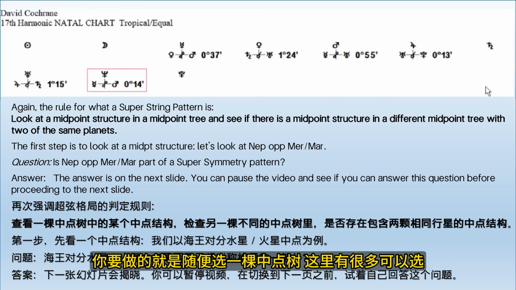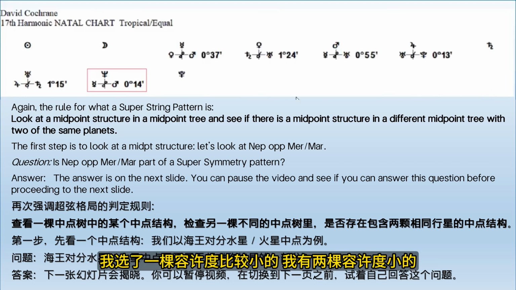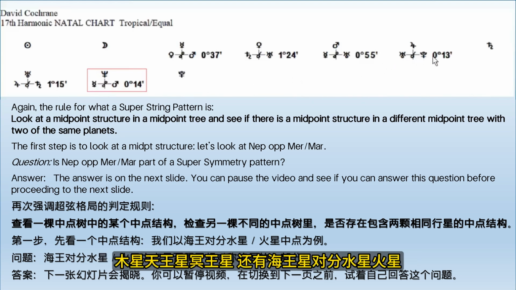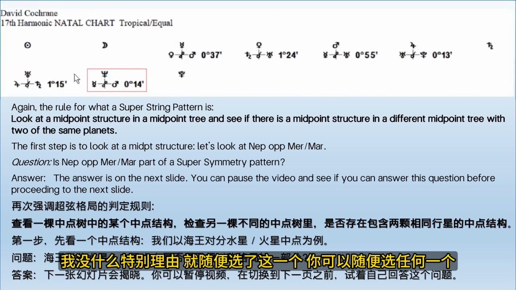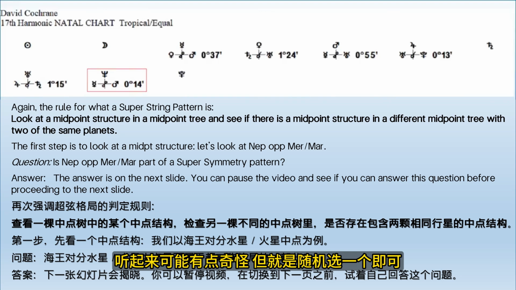What you do is pick out a midpoint tree. Any one. I mean, you got a lot to choose from. Just pick one. I picked the one with the fairly small orb. I've got two with small orbs. Jupiter, Uranus, Pluto, Neptune at Mercury, Mars. For no particular reason, I selected this one. You can select any of them. It doesn't matter. I happen to select one with one of the small orbs, but select any midpoint structure. So that may sound strange, but just arbitrarily select one.